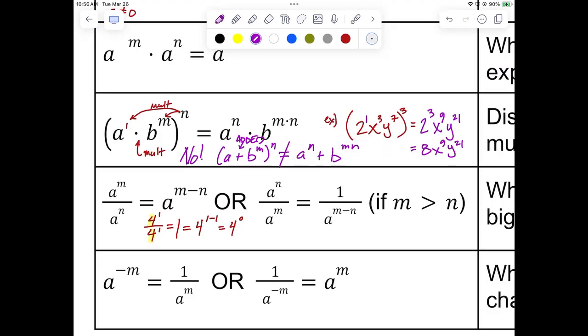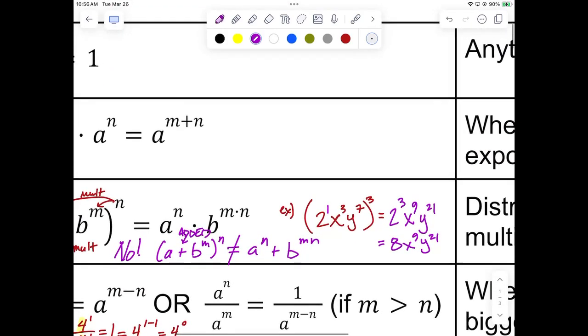Now, it doesn't matter if they're being multiplied or divided. Let's come up here and look at another example. What if I have this? What if I have 2x squared y cubed all over z to the fourth, and I'm raising all that to the fifth power?